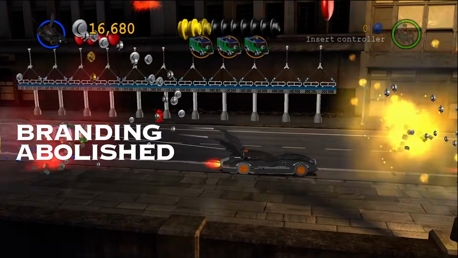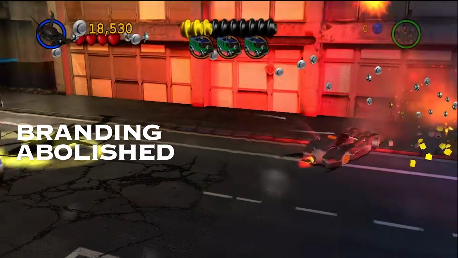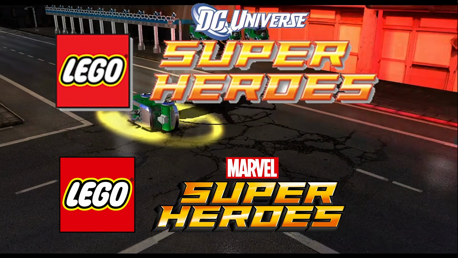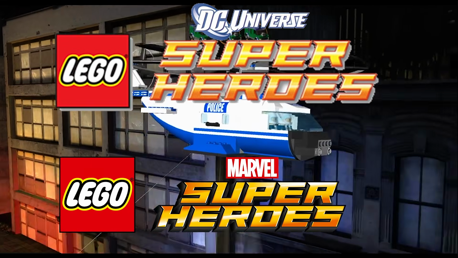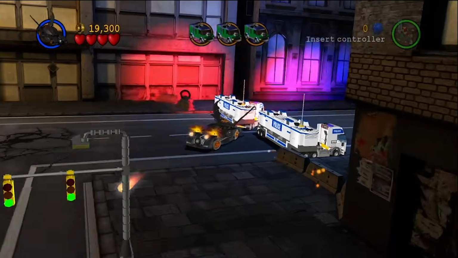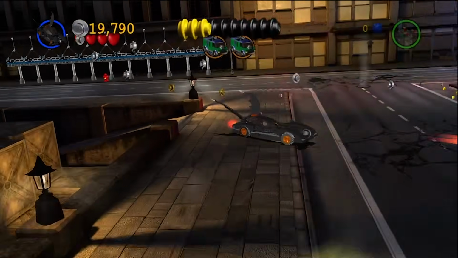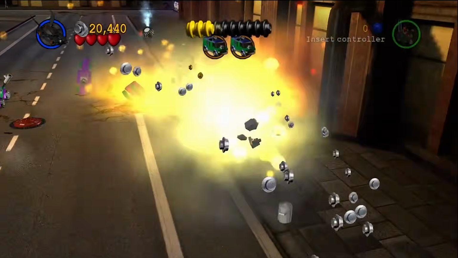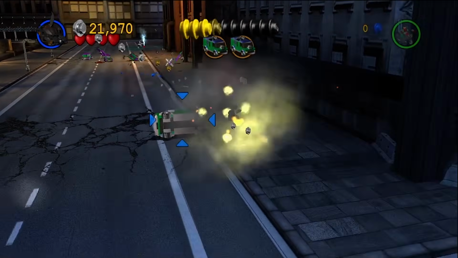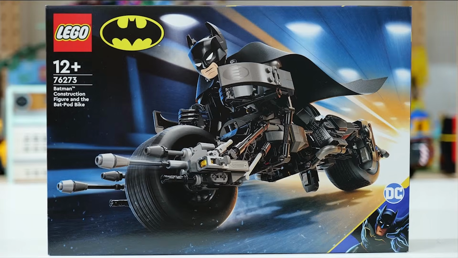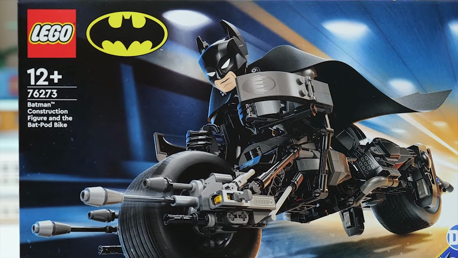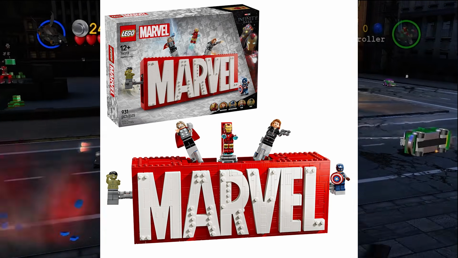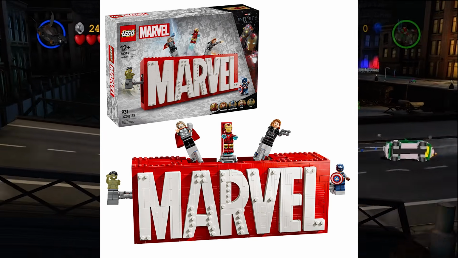Branding abolished. So up until 2018, all Marvel and DC superhero sets were branded under Marvel Superheroes and DC Superheroes respectively, but in 2019, LEGO kind of ditched that and instead branded all superhero sets under their respective heroes. For example, Spider-Man sets were branded under a Spider-Man sub-theme, and Batman sets were branded under a Batman sub-theme. They potentially did this because having both themes under the same name could have been confusing to some consumers.